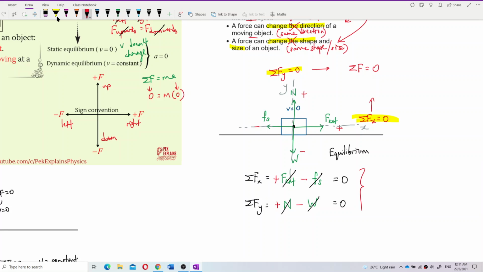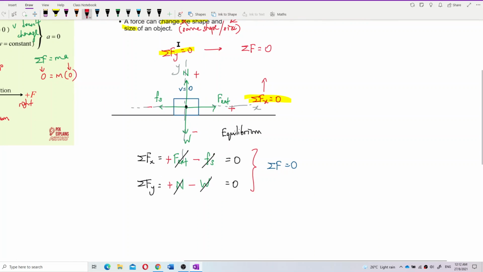So in the end, in conclusion, we can say there is no resultant force. Total F equals 0 when total Fx equals 0 and total Fy equals 0. No resultant force. We can further elaborate. Just now, total Fx equals 0. It means that the external force, with the negative Fx going to the other side, we get external force equals friction. And the weight goes to the other side, so it becomes N equals W.